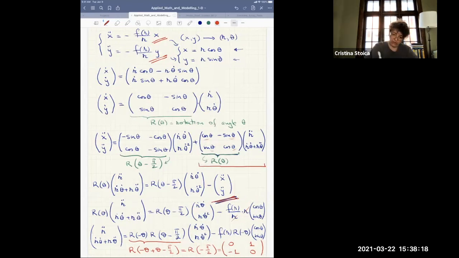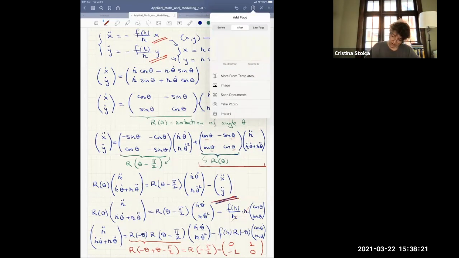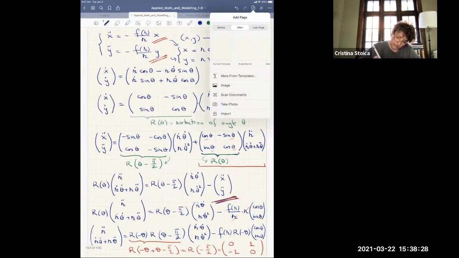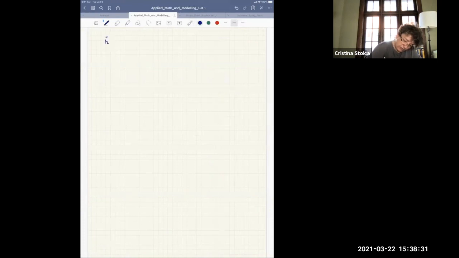Okay, so let's see where we are. Here, we're almost there. So R2 dots, what did I do? Okay, I don't want that one. R2 dots, and then R dot theta dot plus R theta 2 dots is 0, 1, minus 1, 0 as applied to R dot theta dot and R theta dot squared. And then minus f of r, and then I have to write this thing.